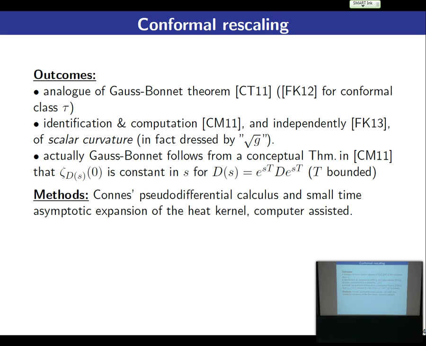Well, the methods were computational calculus. Well, no, I mean, it's true for this particular deformation. Ours will not be of that type. So the methods were two-dimensional calculus and small time asymptotic expansion of the heat kernel, and all these computations were actually computer assisted. There were several terms coming in the computations which were hard to do; in principle one could do this, but it's better to use the assistance of a computer.